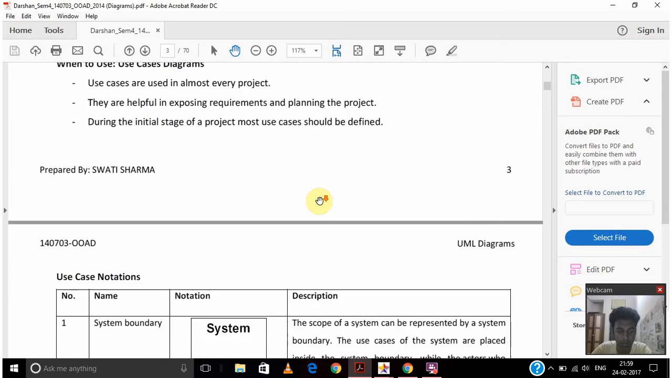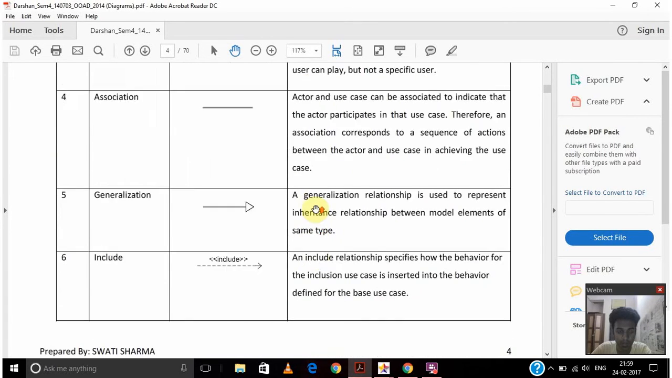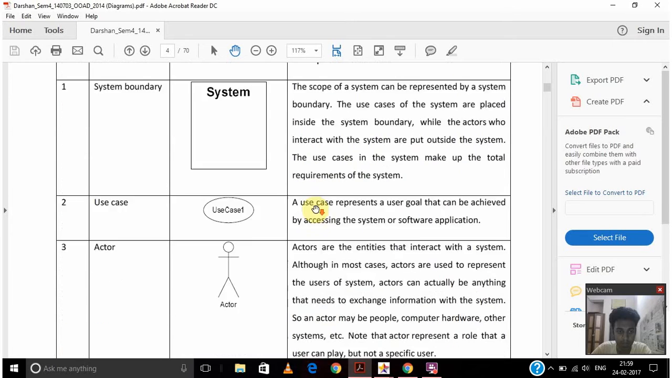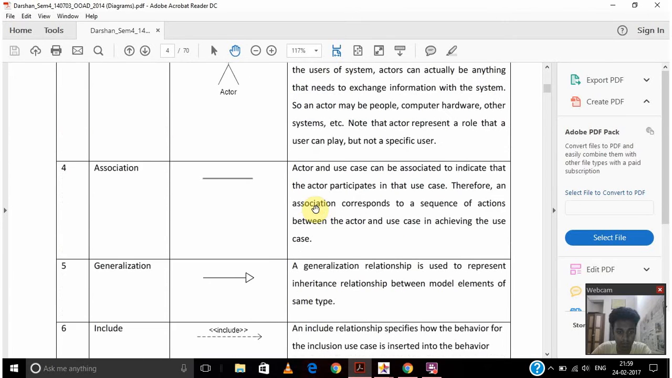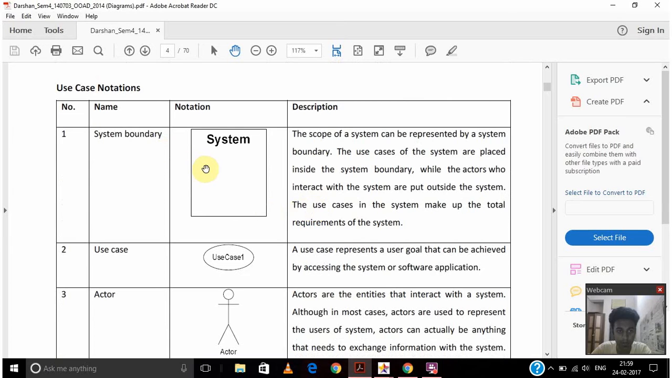Let's see its notations. You can see here the basic notations used in the diagram. Among these, I have used the top 4 or 5 notations in my diagram. Starting from the first, the system boundary is described with a rectangular notation. The scope of the system can be represented by a system boundary. The use cases of the system are placed inside the system boundary, while the actors who interact with the system are put outside the system.